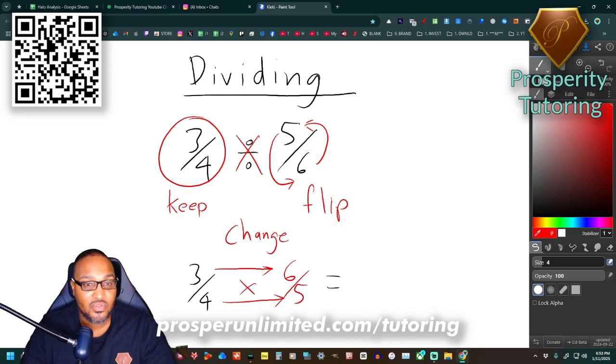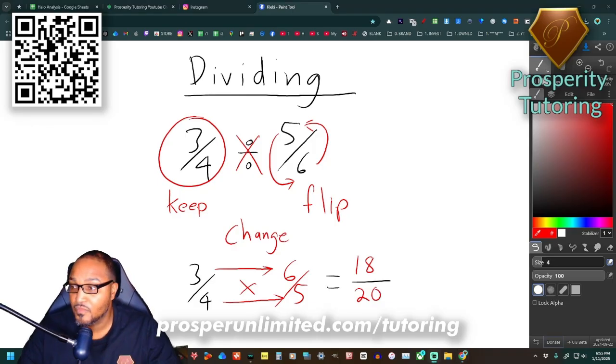And now, just like before, we can multiply straight across. So 3 times 6 is 18. And 4 times 5 is 20. Now, are we done? This is our answer, right? But what else do we need to do to get a more correct answer?